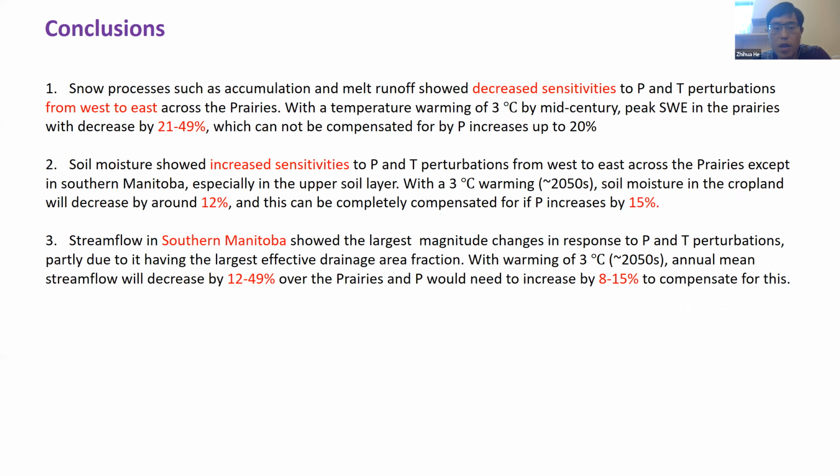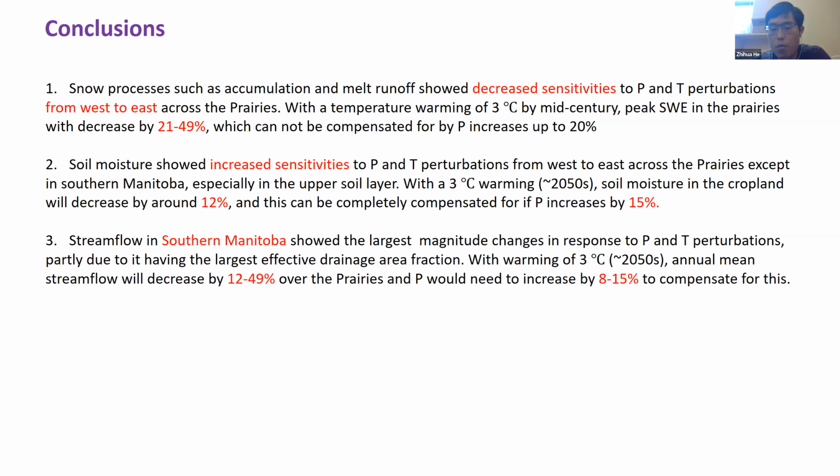And with the temperature warming of 3 degrees in the near future, the soil moisture in the cropland will decrease by 12%, and this can be completely compensated for if precipitation increases by 15%. And the streamflow in the South Manitoba class shows the largest magnitude changes in response to precipitation or temperature changes. This is partly because it has the largest effective drainage area in this class.